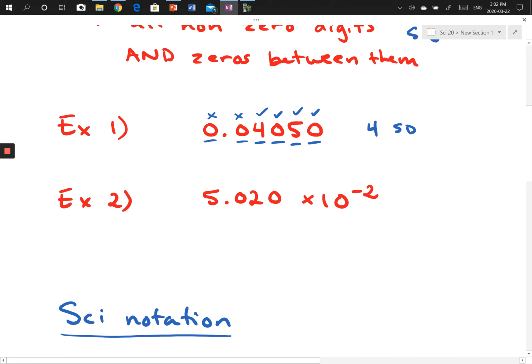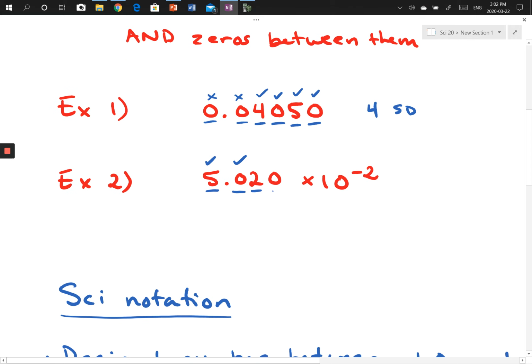And what about this next one here? Obviously the 5 is significant. This 0 is sandwiched in between two non-zeros, and then this 0 at the end follows a non-zero, so that's significant. Now this exponent right here, this times 10 to the negative 2, none of this is significant, so we don't need to worry about any of that. So this one number also has 4 sig digs.